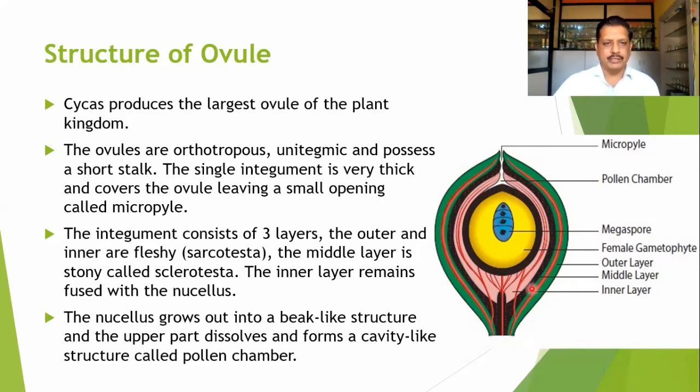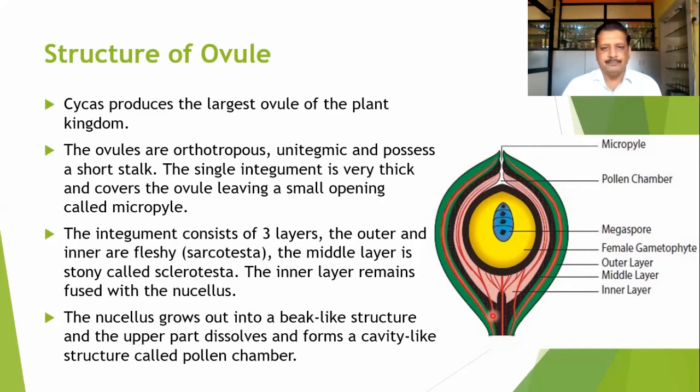The ovules are normally orthotropous. They are unitegmic and possess a very short stalk. A single integument is very thick, which normally covers the ovule, leaving a small opening at the end known as the micropylar opening. The integument normally consists of three layers: outer, middle, and inner layer. The middle layer is mostly stony, darker in color, and it is called the sarcotesta.